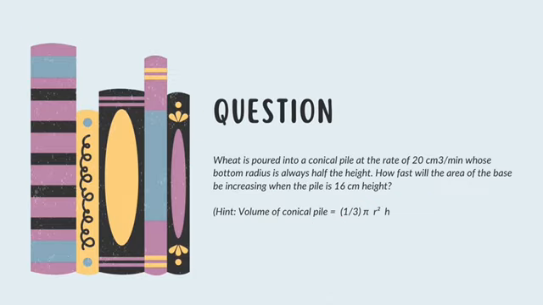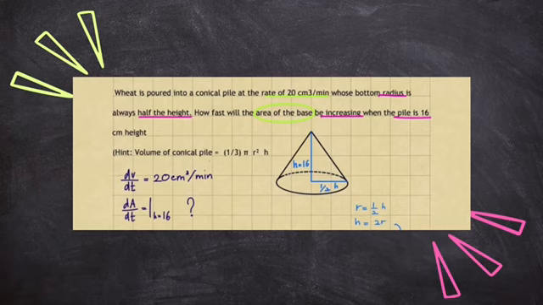Wheat is poured into a conical pile at the rate of 20 cm³ per minute, whose bottom radius is always half the height. How fast will the area of the base be increasing when the pile is 16 cm high? So let's move to the solution.